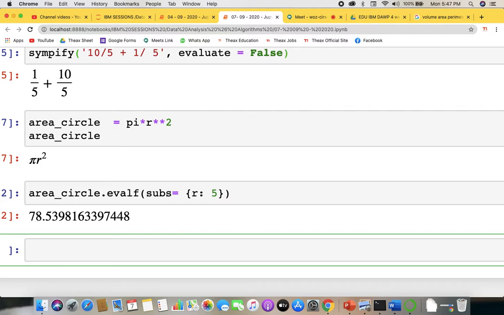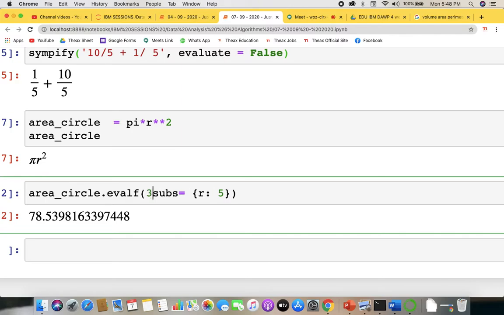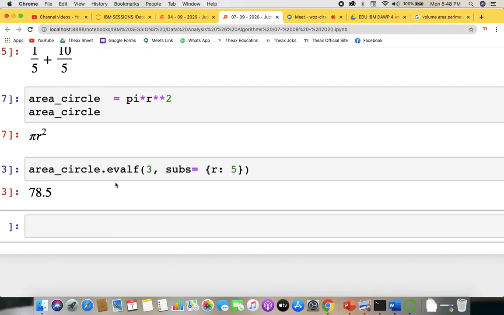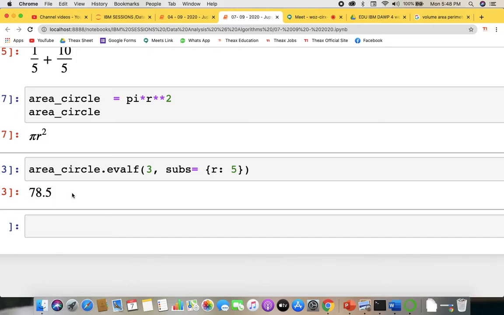If you give your precision, it can also be there. Let's say you want only 3 numbers. So you can evaluate up to whatever digits you want. You write 3, that's your precision. Similar to this, we have a function called lambdify.